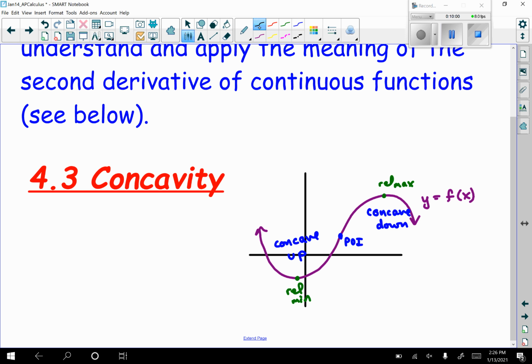So we're going to write this out for concavity. If our second derivative is positive, then f is concave up.